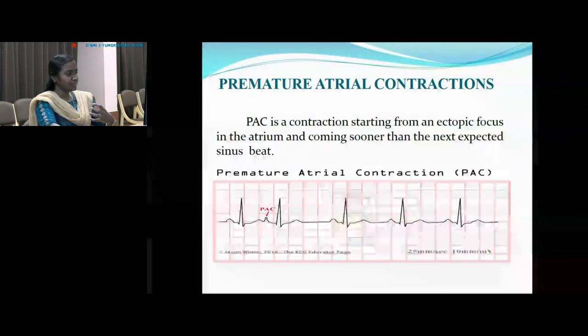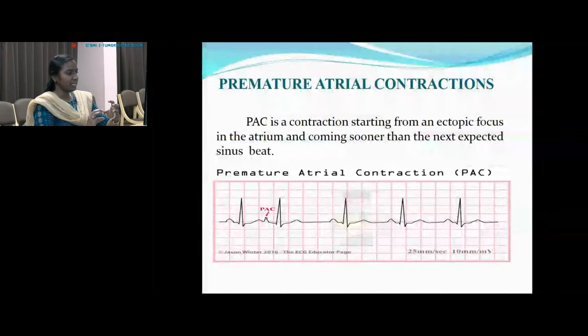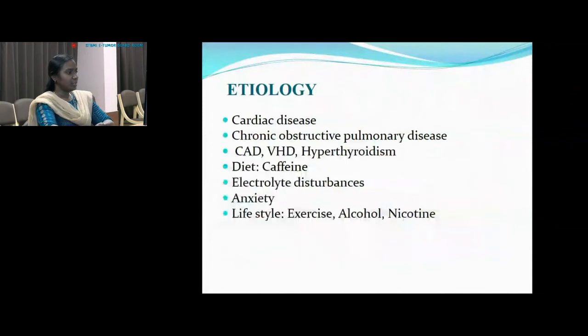Here the normal pattern or normal duration of the P wave will not be seen. A distorted P wave will be observed in PAC. And etiology, what are the etiological factors? Already I have mentioned: cardiac diseases, COPD, CAD, valvular heart disease, hyperthyroidism, caffeine, electrolyte disturbances, anxiety and unhealthy lifestyle. These are the causes for getting PAC.